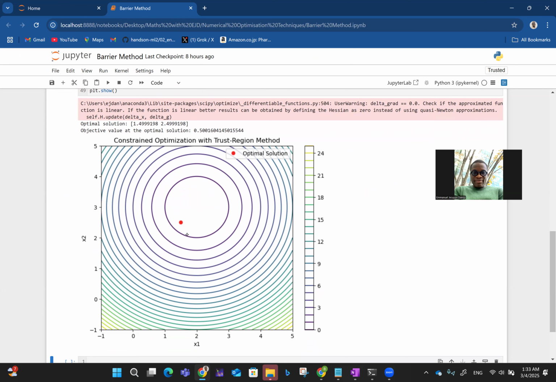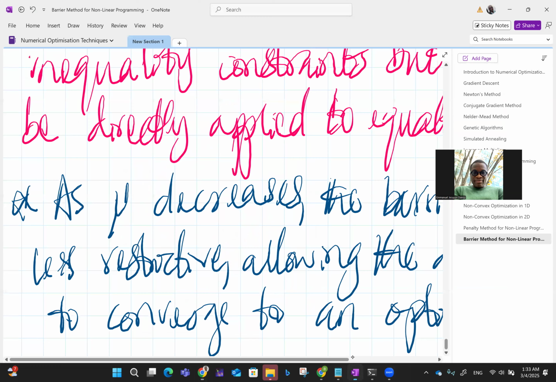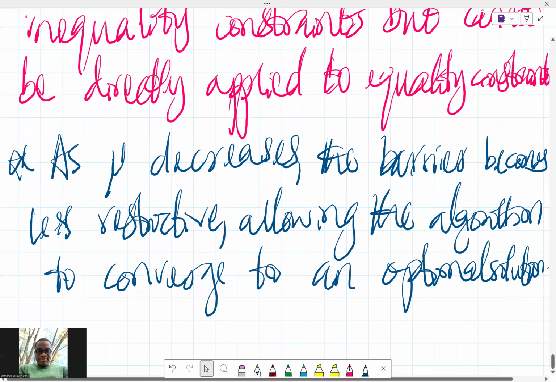Interesting thing is that 1.5 and 2.5 added together will give us 4, which is the boundary we're talking about. So 1.5 plus 2.5 is 4. And the objective value at the optimal solution, if you put this into the original expression, you get something like 0.5. So let me go back and put this in the original expression so we can see how this comes about.